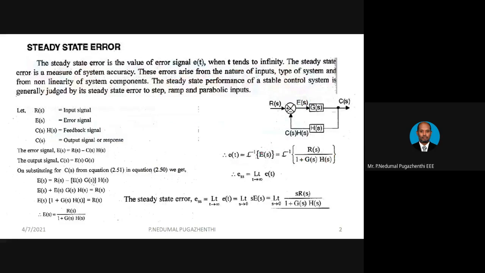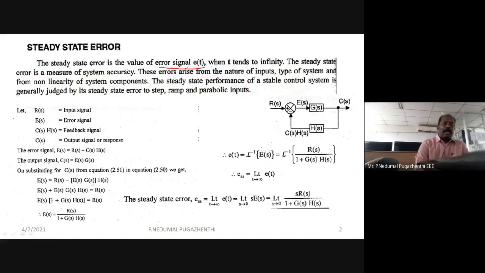So what is a steady state error? It is generally represented as e(t), and as t tends to infinity, how the error signal changes. That is what the steady state error is: the value of the error when t tends to infinity. The steady state error is a measure of system accuracy. It gives information about how close the response is to the reference input, how closely the system follows the reference input. That is what you call accuracy.